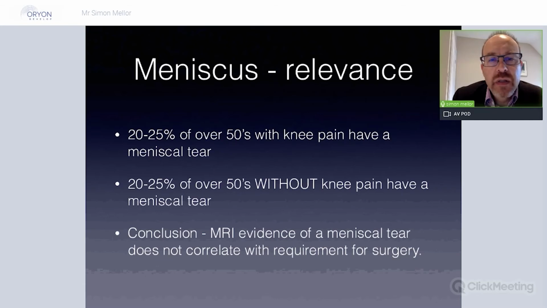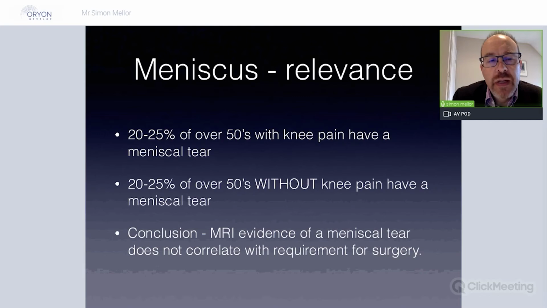And if you look at percentages, you can see that a painful knee in a 50-year-old will often reveal evidence of a meniscal tear, but even in the absence of pain, about the same percentage of people will have a meniscal tear. And therefore, the obvious conclusion is that for those people with a meniscal tear, the tear does not necessarily correlate with pathology and therefore does not correlate with the requirement for surgery.